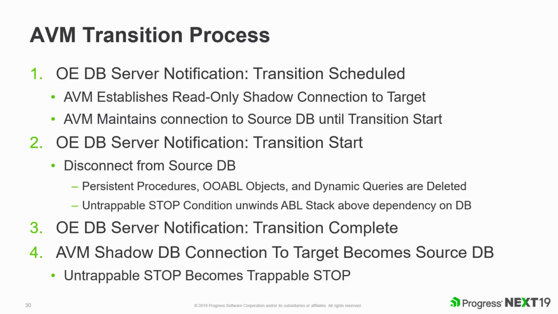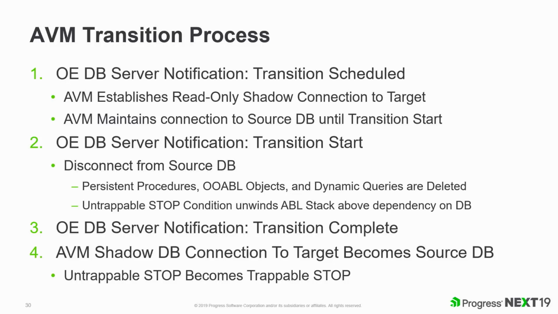Does that make sense? As soon as it gets notification that the transition has started, that's in effect a database disconnect. And the clients will disconnect from the source, and they'll do the things that they do whenever a database disconnect happens, which is persistent procedures that depend on that database, objects, dynamic queries. Those things will be deleted, and a stop condition will be raised. Okay, this is just what happens when you lose a connection to a database in the AVM, and that's what's going to happen.